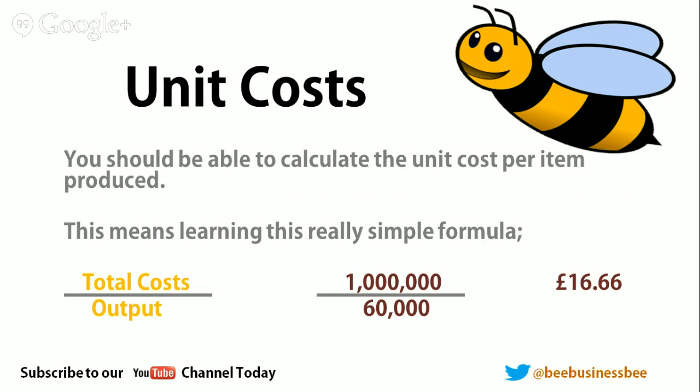Now, one of the formulas you've got to learn on this side of the course is unit costs. Now, you've got to know that to calculate the unit cost, it is really simple to learn the formula, but you could be asked to do this. A unit cost is calculated by doing the total cost divided by the output, so the number of items you make, and then obviously it tells you the cost per item. So in this theory here, let's say that the total cost of the business are £1 million, and they make 60,000 items. If you do the maths, that works out at £16.66 per item.